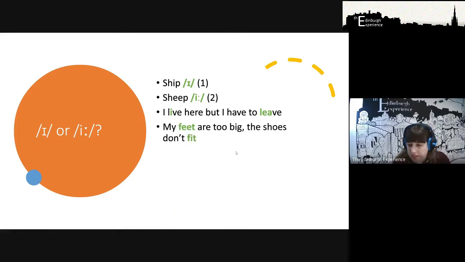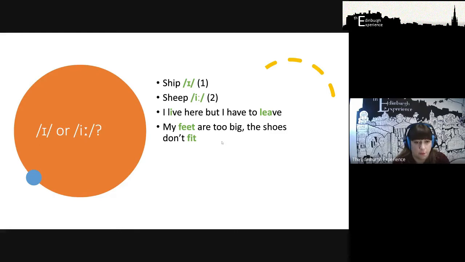Okay, we're going to do the same again. I'm going to say the sentence and I want you to tell me if I'm saying sound number 1 or sound number 2. You're going to write it in the chat box. Okay, so here we go. My feet are too big. The shoes don't fit. My feet, what sound is this one? This sound here, number 2, feet. The shoes don't fit. So here we have this sound here.